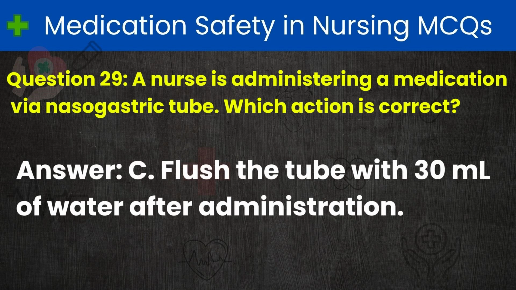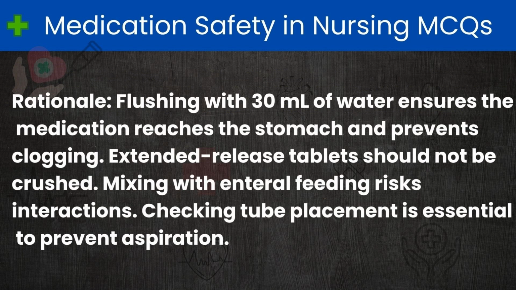Answer C. Flush the tube with 30 milliliters of water after administration. Rationale. Flushing with 30 milliliters of water ensures the medication reaches the stomach and prevents clogging. Extended-release tablets should not be crushed. Mixing with enteral feeding risks interactions. Checking tube placement is essential to prevent aspiration.